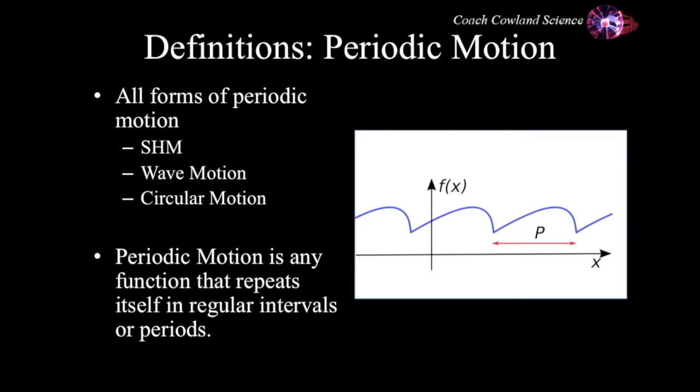Wave motion, circular motion, and simple harmonic motion are all forms of periodic motion, and periodic motion is a function of motion that repeats itself over regular periods of time. Here you can see this curve repeats itself over a period of time. The x should be a t here, and the p is the period of time it takes to go from the lowest point back to the lowest point. If I take any point on this curve and measure the length to the corresponding point on the next wave, you'd see that it is exactly the same.